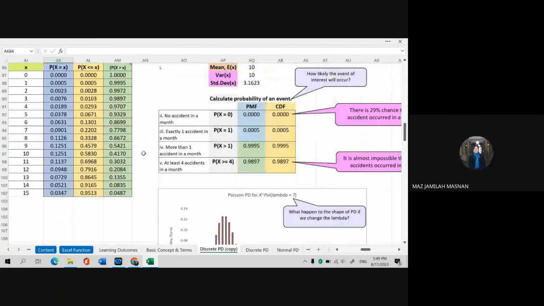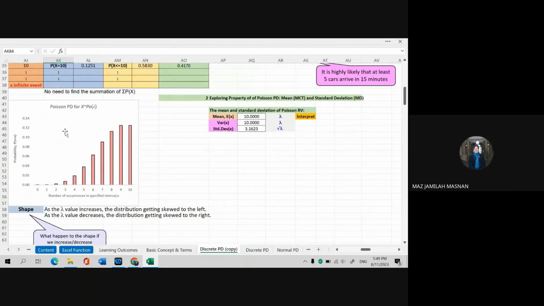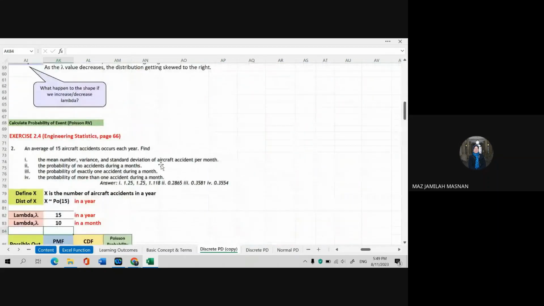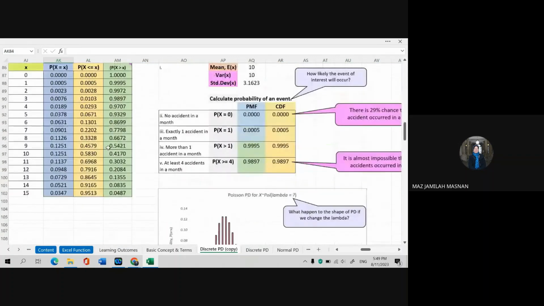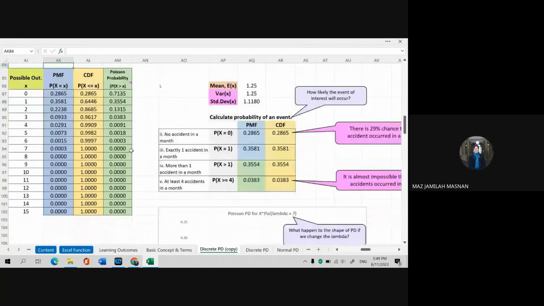So you can see the same interpretation as what you did in the previous equation. As the lambda value increases, the distribution gets skewed to the left. Okay. As lambda decreases, the distribution gets skewed to the right. Okay. As you increase the lambda, it becomes skewed to the left. The same interpretation applies for the next equation. So in this case, let me change to the correct lambda value.